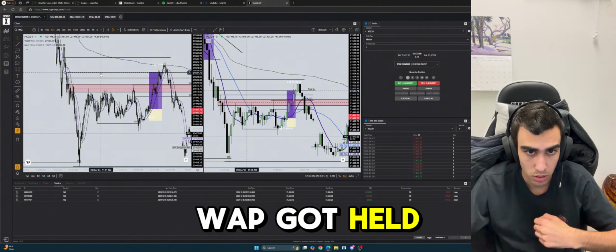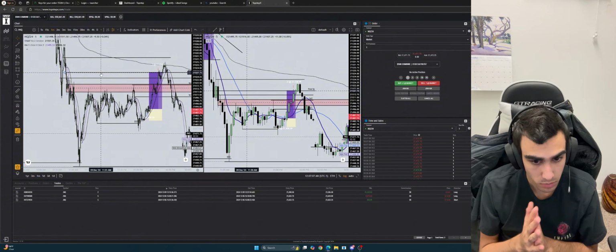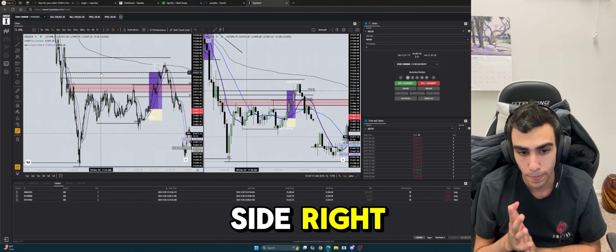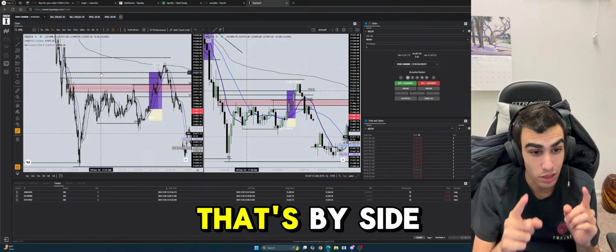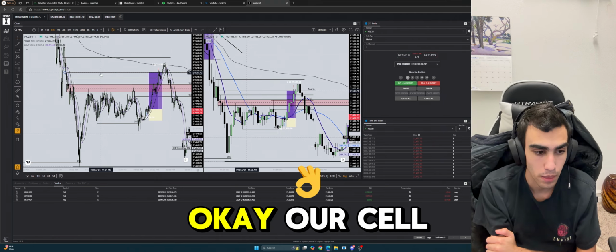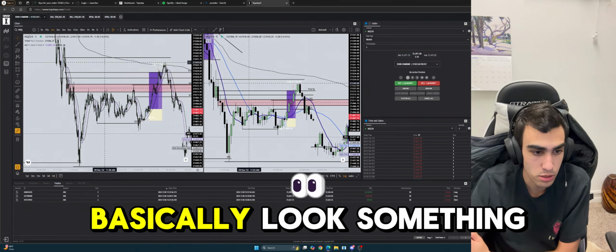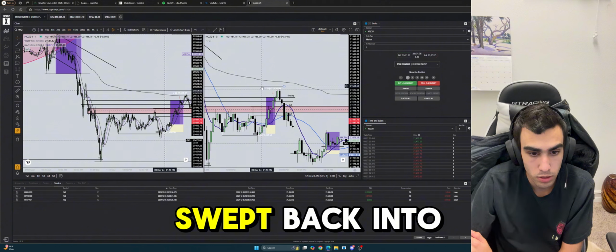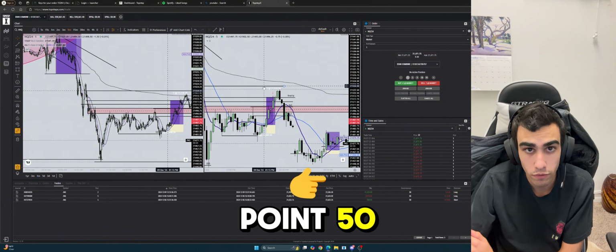VWAP got held, price came down, okay? So that's basically sell side, right? Buy side's the same thing. Actually, no, that's buy side, right? Our entry was going for buy side liquidity, okay? Our sell side liquidity would basically look something like this, right? It's basically if price would have swept back into 554.50, right?